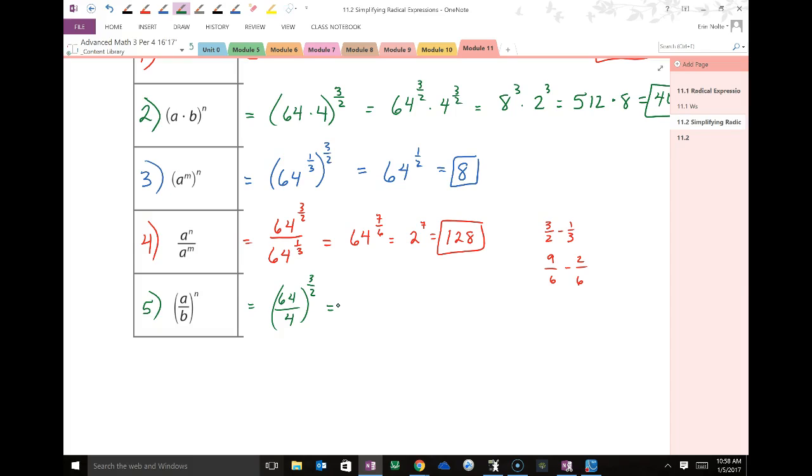So you want to divide by 4. So what's 64 divided by 4? So 16 to the 3 halves. So that gives me the square root of 16. 4 to the 3rd. 64. Nice. Feel pretty good about that? You're right there, Brady.